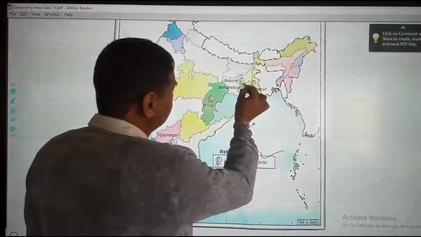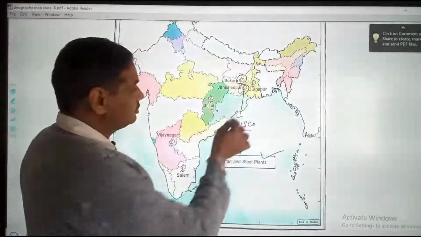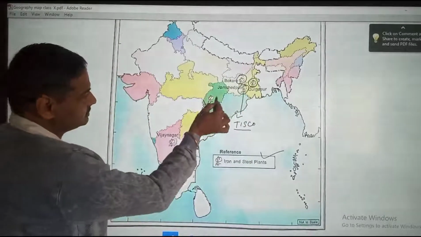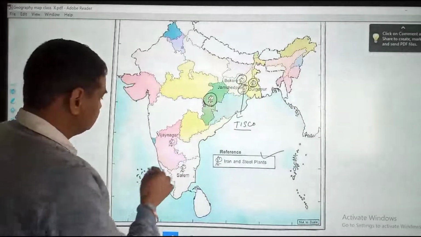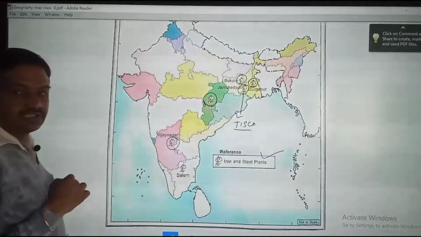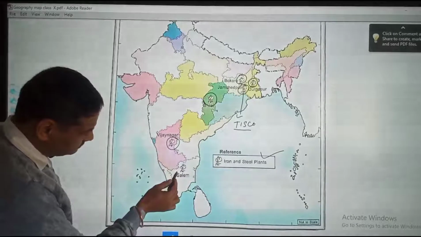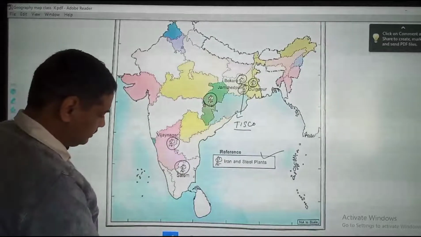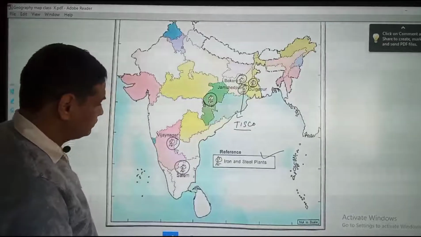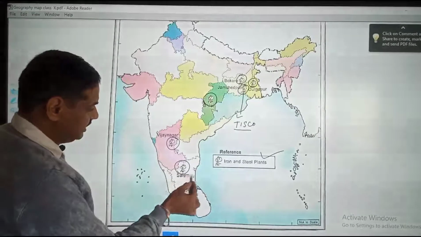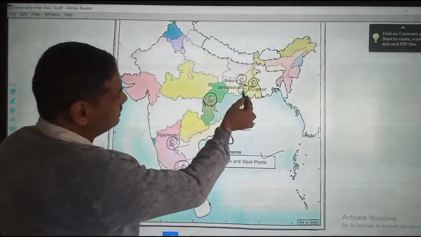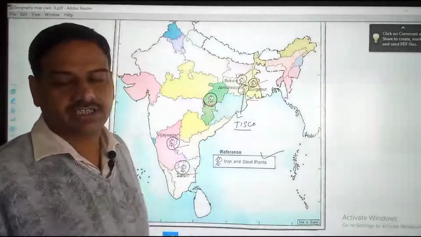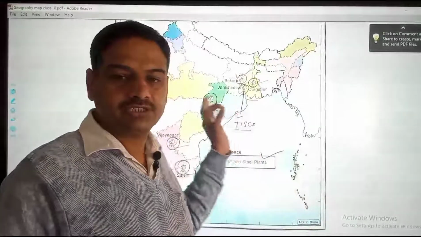Then Bokaro, again in Jharkhand. Durgapur, in West Bengal. Bhilai, in Chhattisgarh. Vijayanagara, in Karnataka. And Salem, in Tamil Nadu. So these are the important centers for iron and steel production: Salem, Vijayanagara, Bhilai, Jamshedpur, Durgapur, Bokaro. These are the steel plants in India, so a map can be asked from these steel plants also.